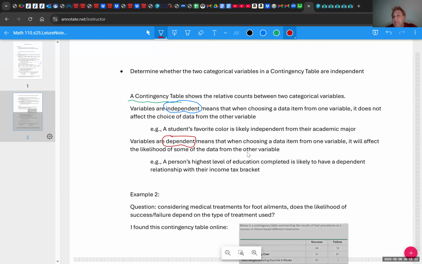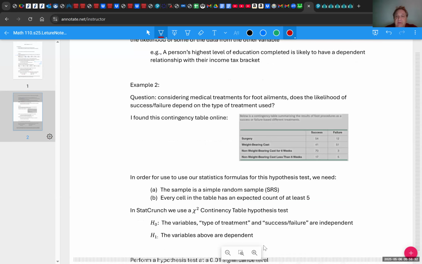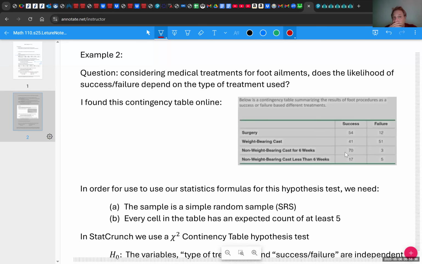Let's jump into an example so I can show you how this actually works, with numbers and stuff. All right, so I have here a contingency table. I'm going to zoom in a little bit to make it easier for people to read on their screen.